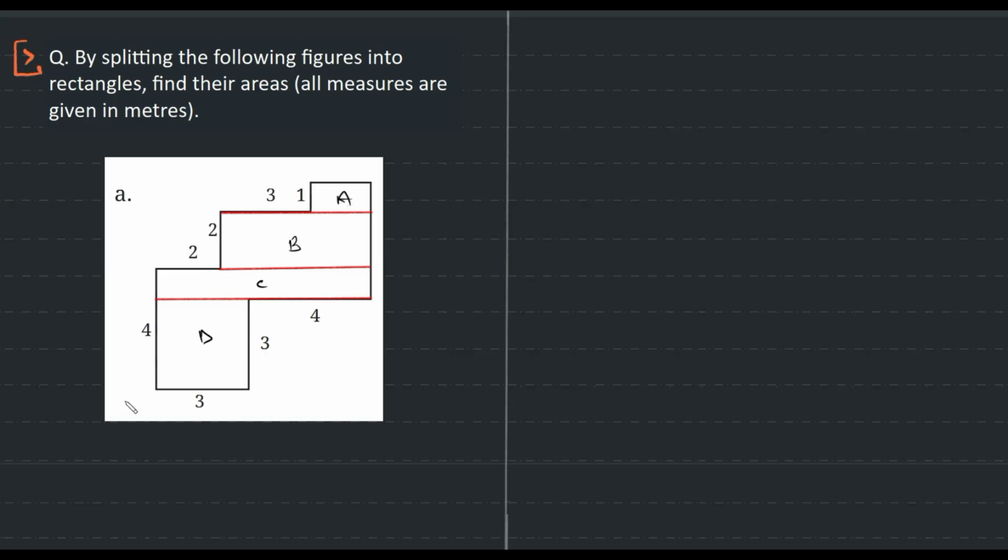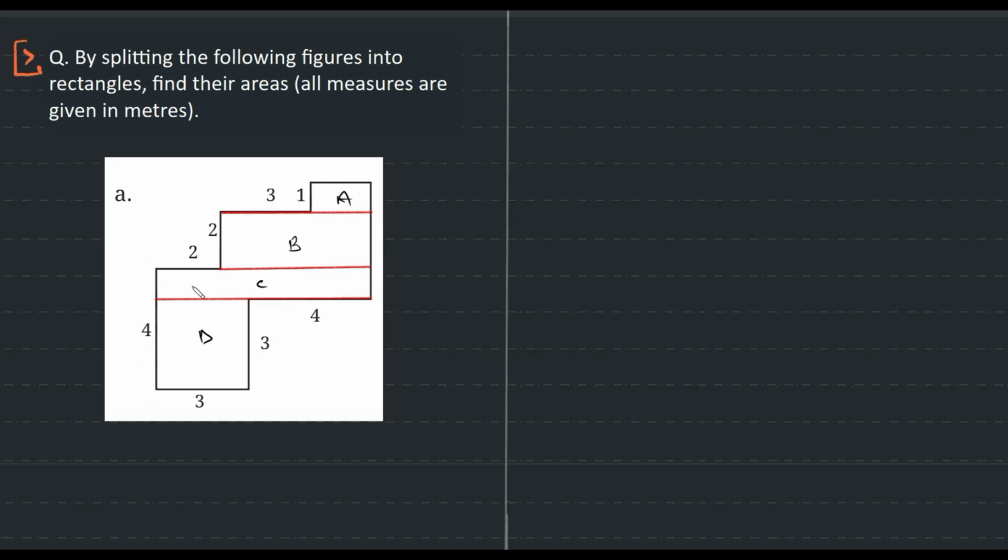Now, to figure out the area of a rectangle, what should we do? Multiply length into breadth, as simple as that. So let's start with A. So length of A is not known, breadth is known, that is 1. We need to figure out the length, that is this particular value. We don't know that. How do we do that? By making use of all the other measures. So let me do this for you guys.